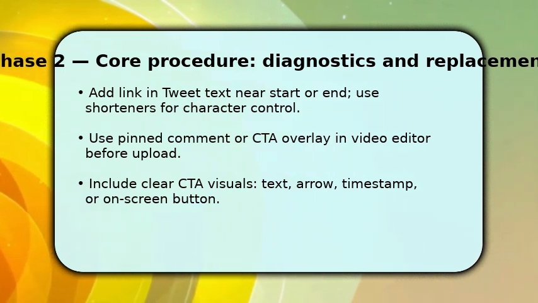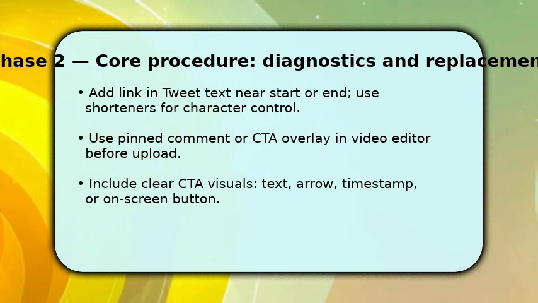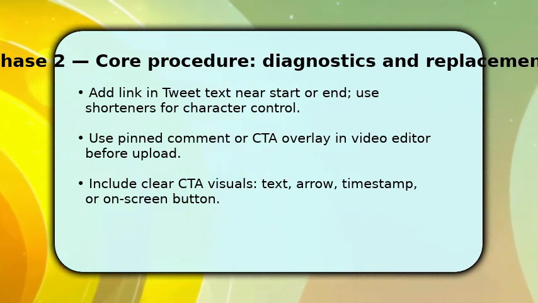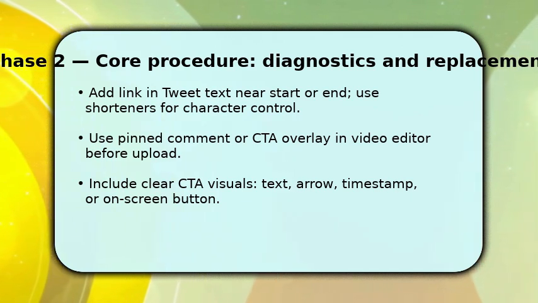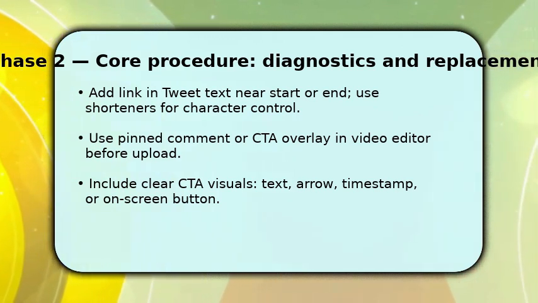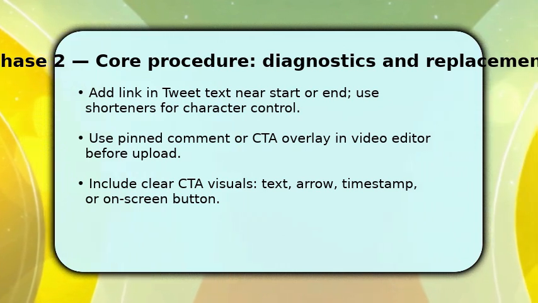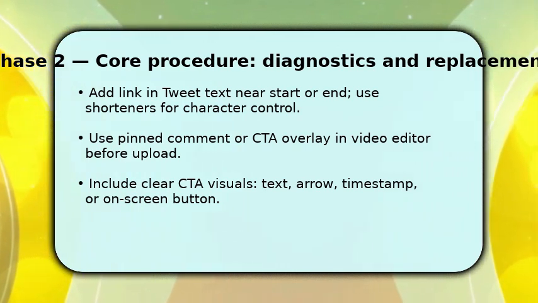If you choose tweet text, shorten the link to save characters and place it where viewers will see it immediately. If you prefer the video route, add an on-screen CTA during editing, overlay text, arrows, or a button-looking graphic, then export and upload. Make sure captions and timing match so the CTA appears when viewers are most attentive and likely to click.